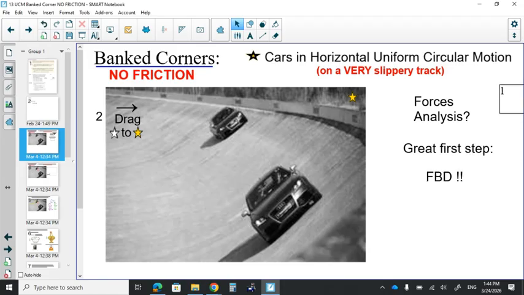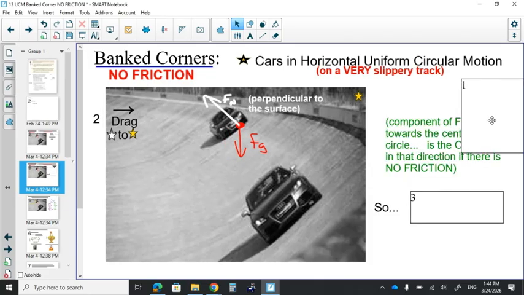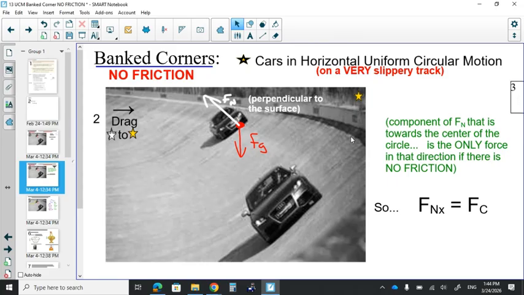Great first step would, of course, be to think about the free body diagram, right? So I've got this ready to go where we've got a force of gravity on the car and then a normal force from the surface of the ramp, right? And that's where we're going to analyze a lot. So the component of the normal force in the direction towards the center of the circle is the only force providing the force towards the center that we need for centripetal acceleration and to be traveling with uniform circular motion, right? So we know that the x component of the normal force is your centripetal force. So that's right here, like that. Okay.